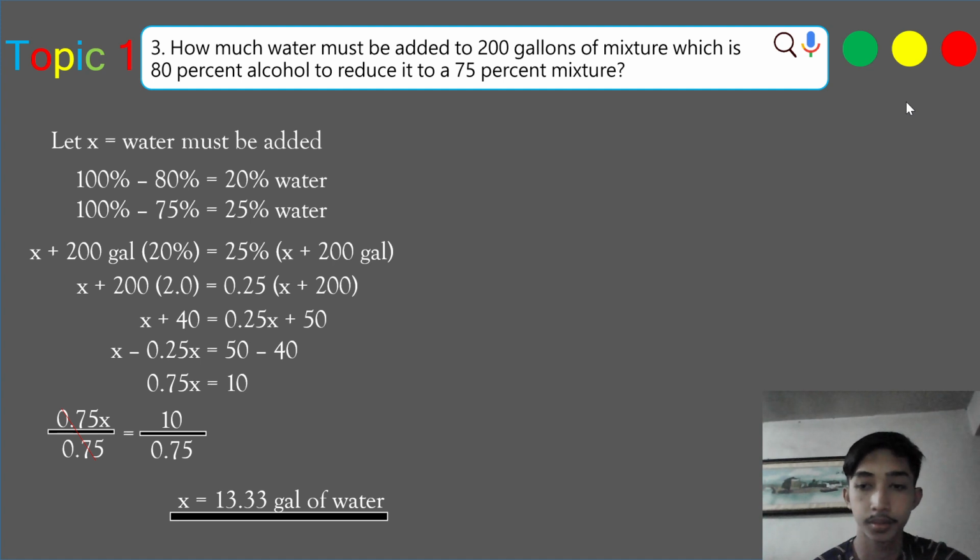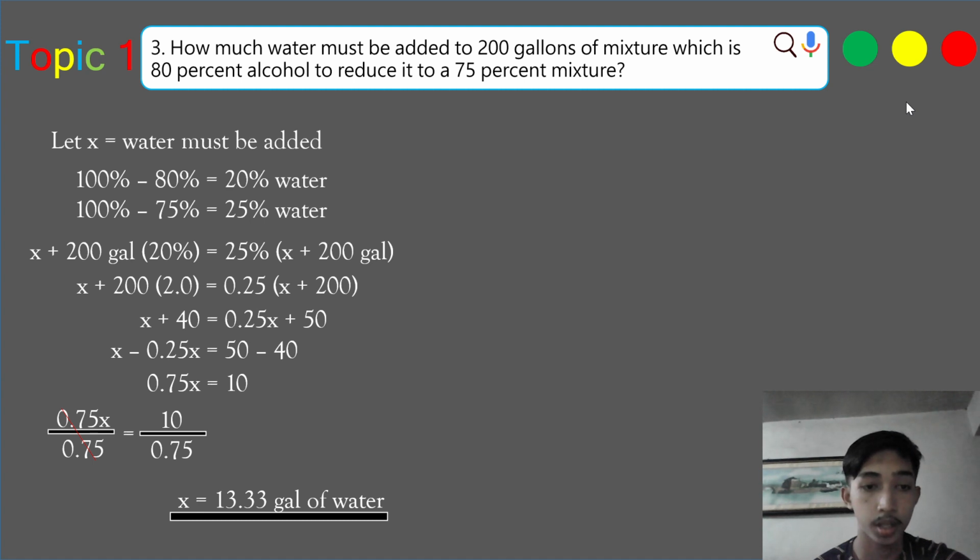Problem number 3. How much water must be added to 200 gallons of mixture which is 80% alcohol to reduce it to a 75% mixture? So let x equal the water to be added. 100% minus 80% is equal to 20% water. 100% minus 75% is equal to 25% water. So our first equation is (x plus 200) times 20% is equal to 25% times (x plus 200).